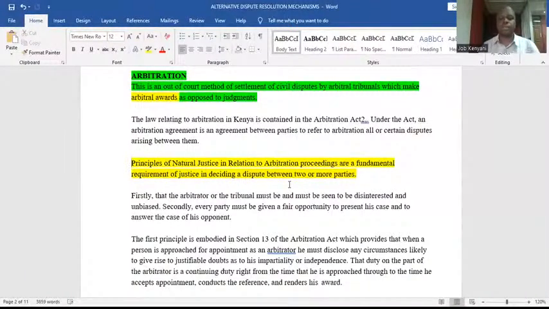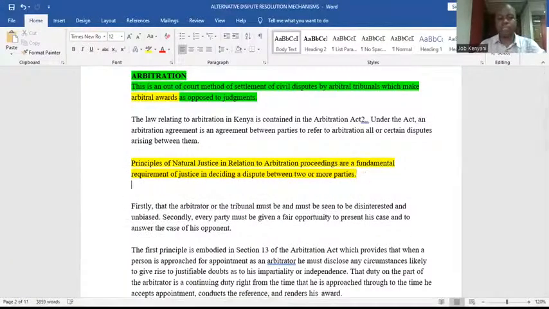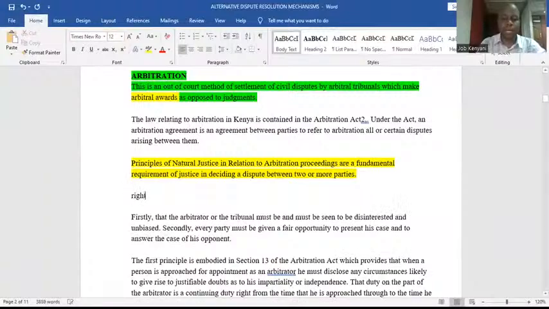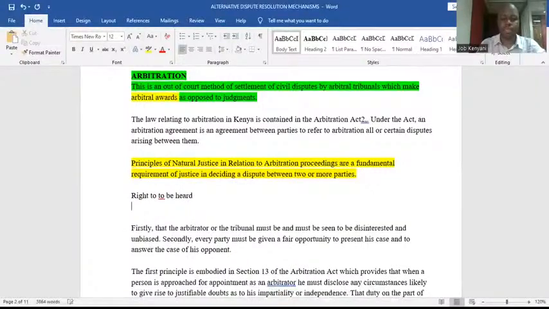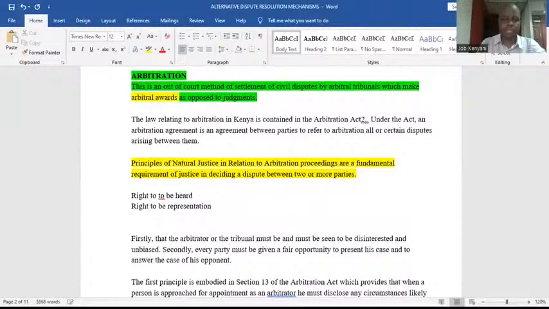When you talk about the fundamental principles of natural justice, in this case we could be talking about, for example, the right to be heard. Those are just examples. The right to be represented, the right to present evidence, or any other relevant information.